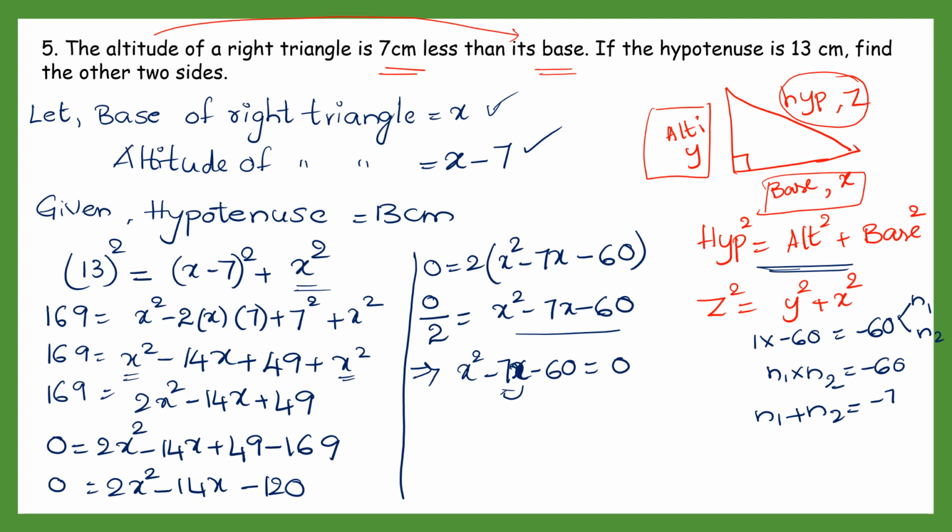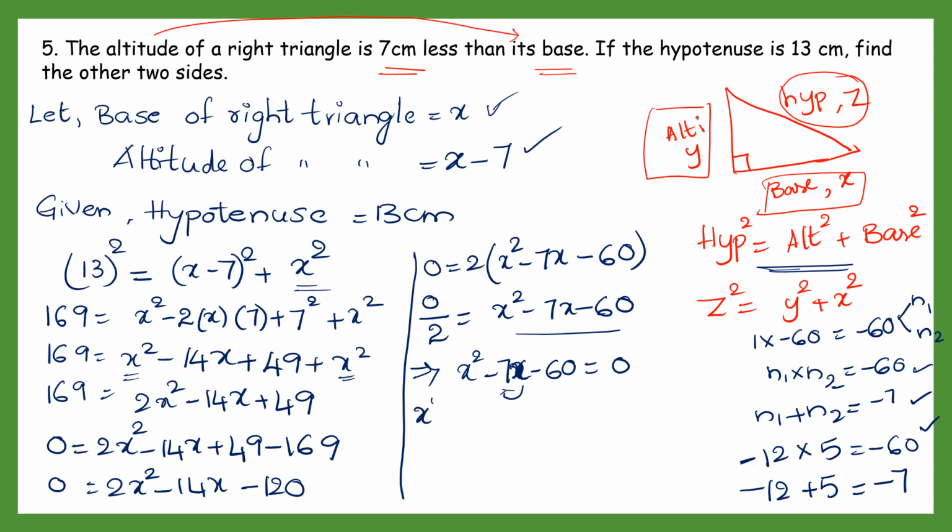So 60, how can you write? 12 fives are 60. You need minus 60. So let's write minus 12 into 5. You get minus 60. Now do the sum. Minus 12 plus 5 is what? Minus 7. So both the product is satisfied and the sum is satisfied. So the numbers you should take are minus 12 and 5.